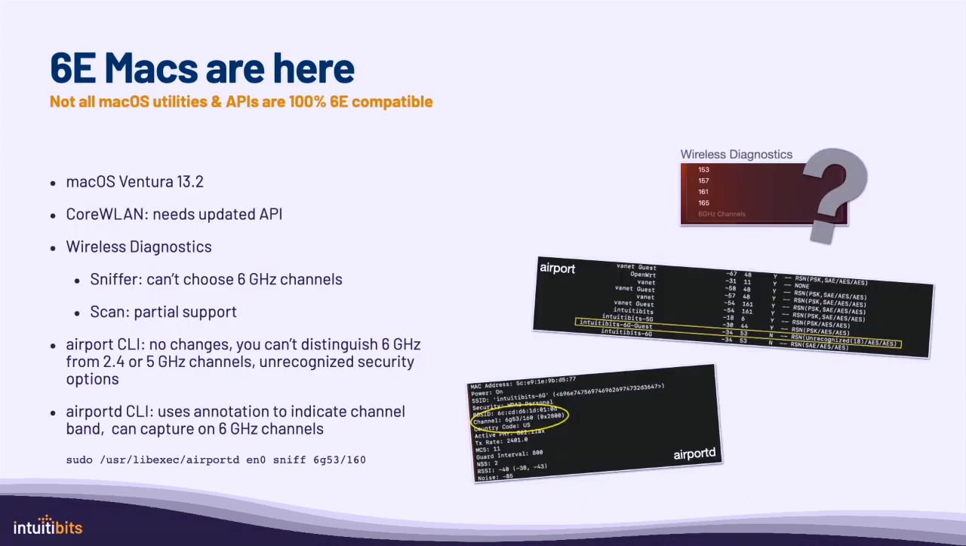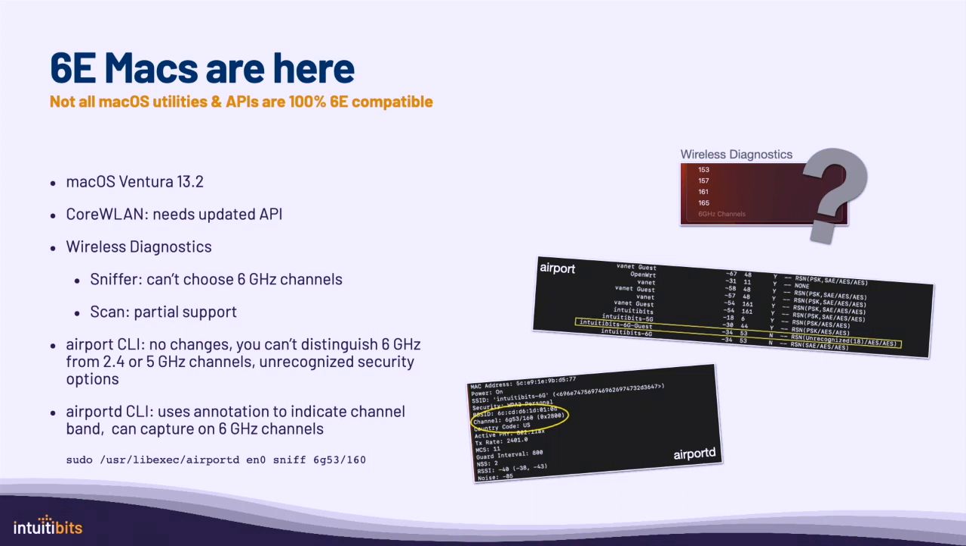Now, the new Macs are here, and some of the tools that come with the OS have not been updated for 6 gigahertz. Like the wireless diagnostics, the sniffer, you cannot choose 6 gigahertz channels. So you have the 5 gigahertz channel, then it says 6 gigahertz channels, but nothing below that, so there's no way to choose anything there.